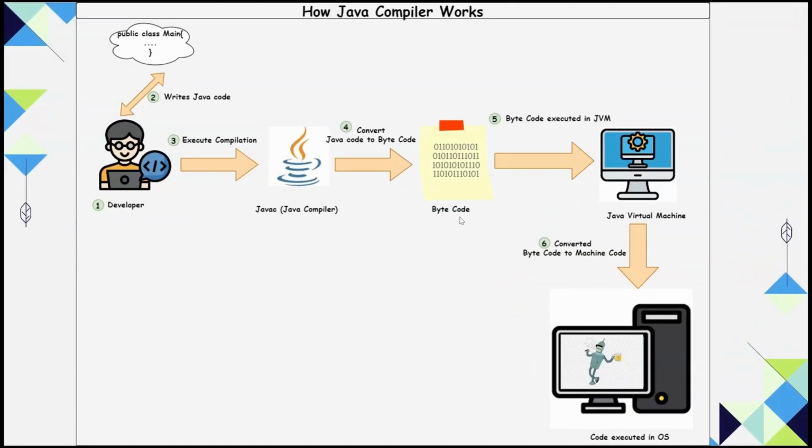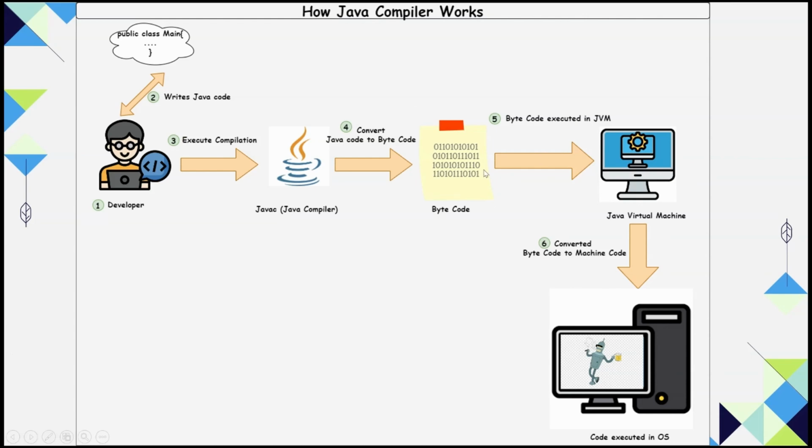How does the Java compiler work? A developer writes Java code in the Java predefined language in a Java class as an object. Once the developer writes his code, he executes a Java compiler command. The javac compiler command converts the Java code into byte code. This byte code is not a machine code, not a Java code. It is an intermediate code which is called byte code.